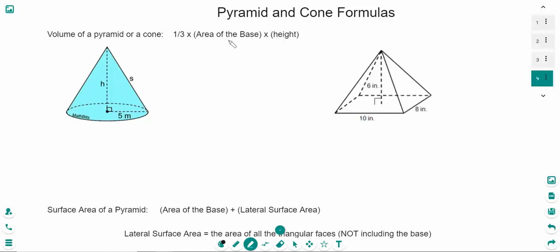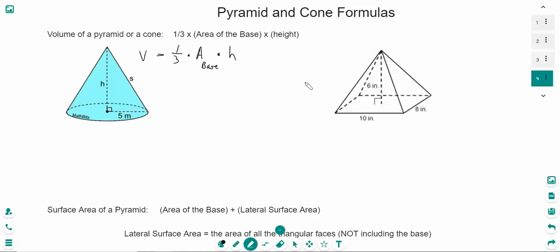All right, and this is it. It's 1/3 times the area of the base times the height. That is the formula for the volume, V. 1/3 times the area of the base times the height. And that's the formula for the volume of a cone or a pyramid, either one.